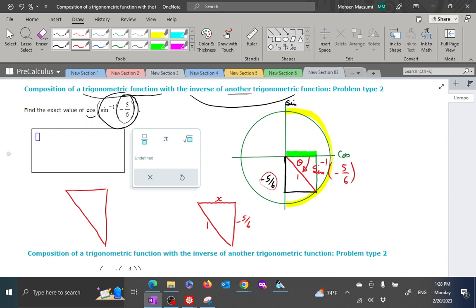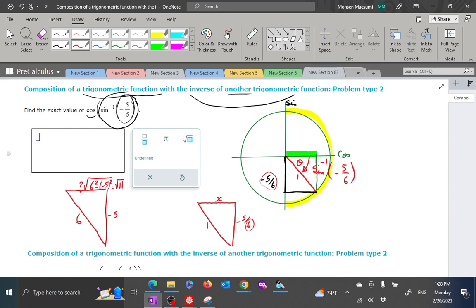Blow it up by what? By a factor of 6. So this is a whole number. It was 1, now it's 6. This was minus 5, it becomes minus 5. Now I'm asking, what is this one? Very easy. You say square root of 6 squared minus 5 squared. So 36 minus 25 is 11. Is that right? 36 minus 25 is 11.